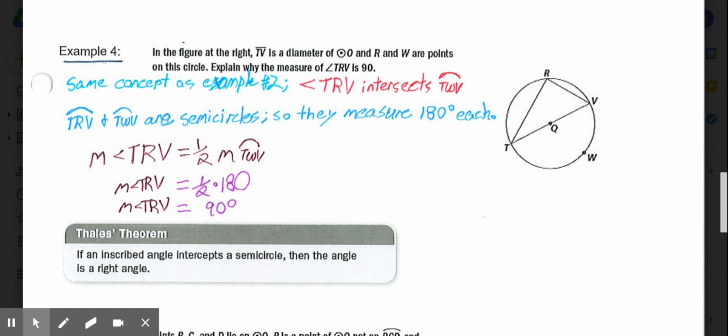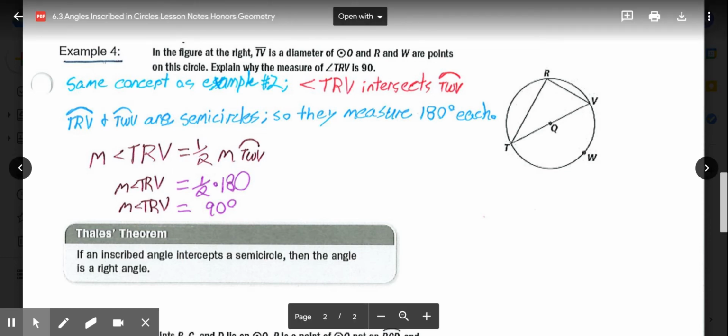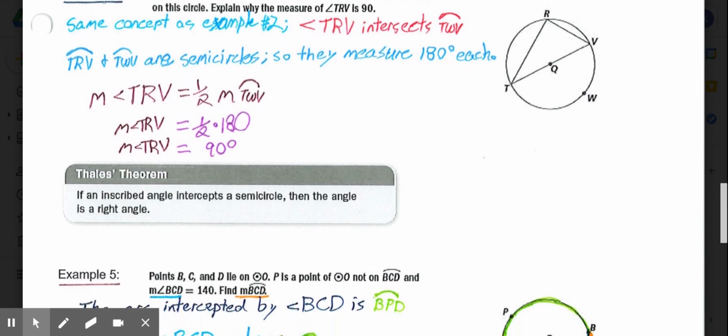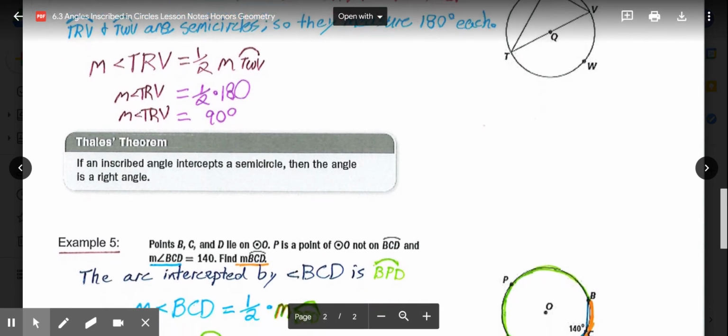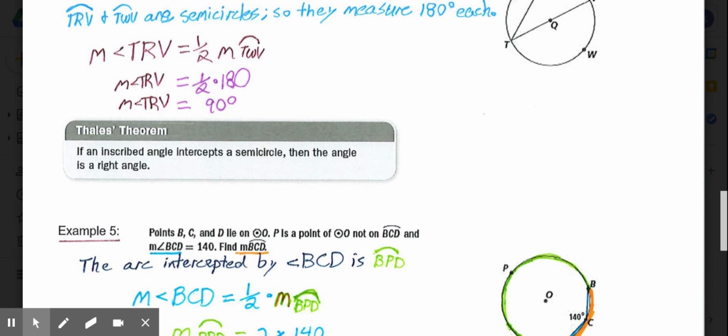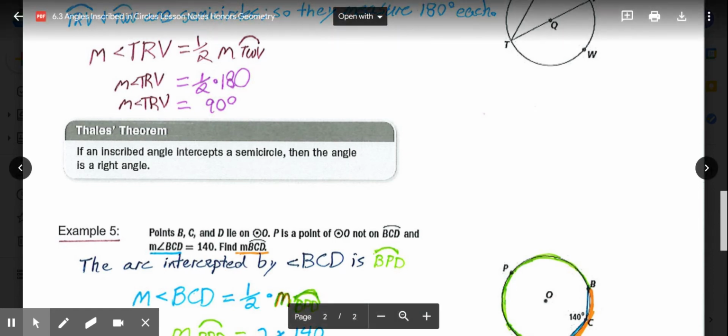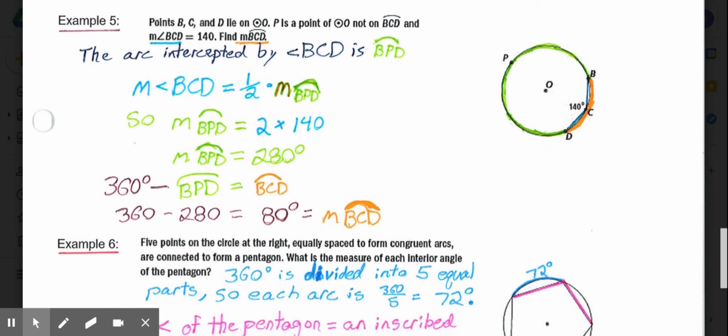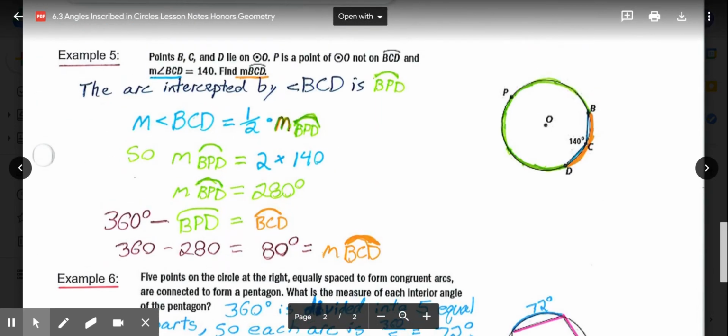And the reason we're revisiting this is because example 4 is supported by Thales' theorem, which states if an inscribed angle is intercepting a semicircle, then that angle is always a right angle. So any inscribed angle that creates an intercepted arc of a semicircle, that angle is always a right angle. So we can use that concept in our last few examples here.